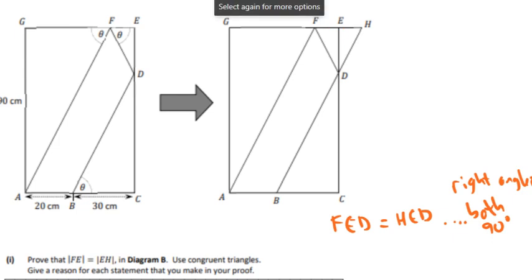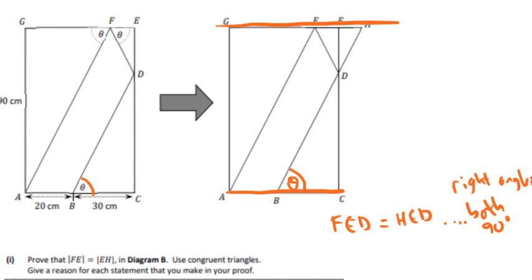If you look at the left hand picture, we can see that theta is down there, so theta has to be here as well. And this line at the bottom and this line at the top are parallel to each other because they're both rectangles. So we can use the rules of parallel lines. So we know that this angle here, EHD, has to be theta as well.